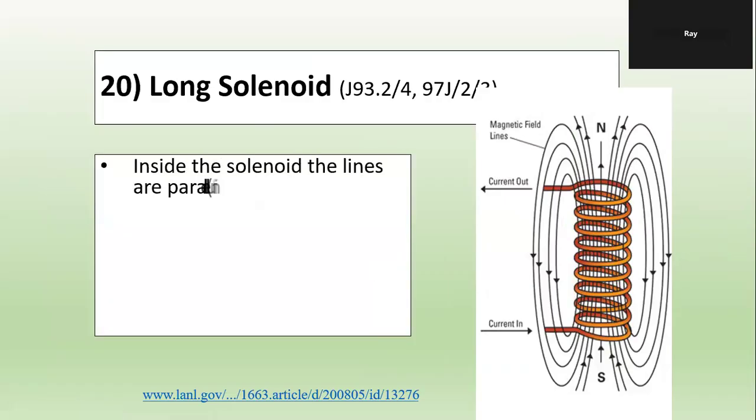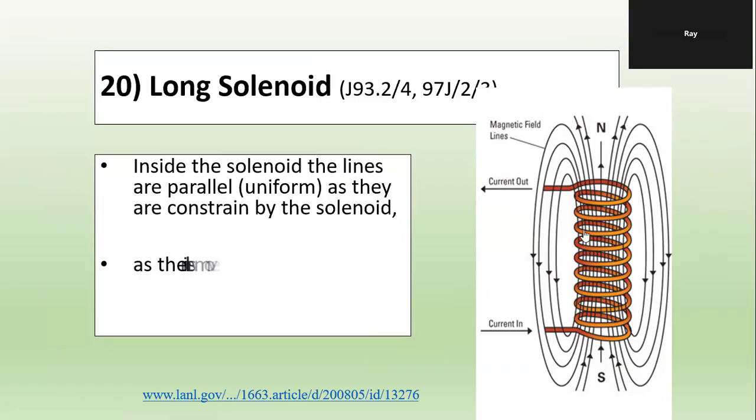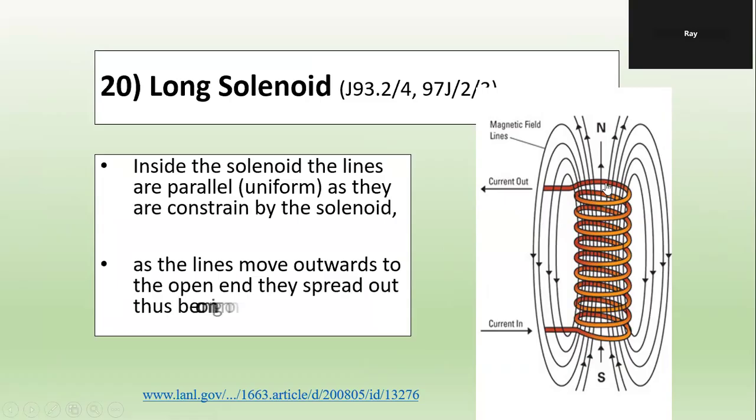Inside the solenoid, the lines are parallel. That means the field is uniform. Within here is uniform. Outside it becomes non-uniform. As the lines move outwards with the open end, they spread out and become non-uniform. Right? This part is non-uniform. This part within is uniform. This part is non-uniform.